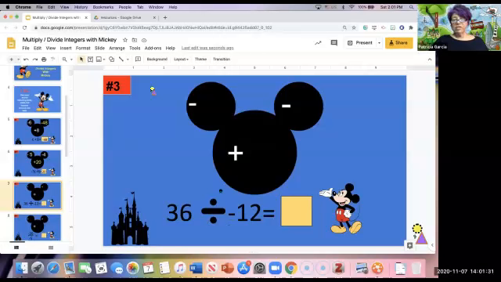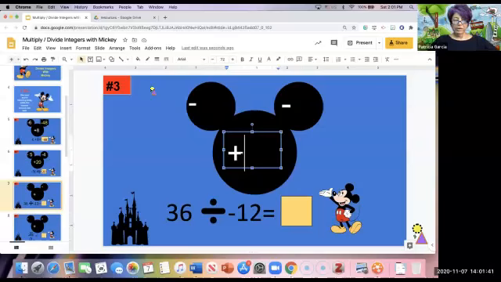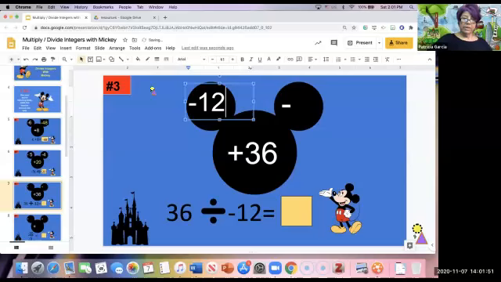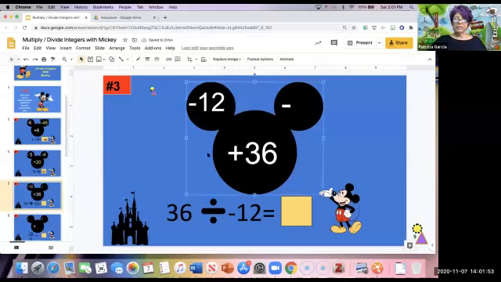This is our division symbol that you're used to seeing. And we're going to do it the same way. We're going to put our integers into the Mickey face. So +36 will go here. And then we have -12. Put it here. So now the next step is just to do the math. We're going to divide. And when we divide 12 into 36, we're going to have a negative answer. We know that already. And so 3 groups of 12 will give you 36. So we're going to put 3.